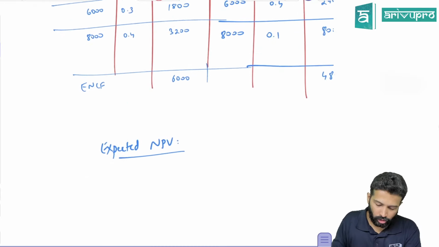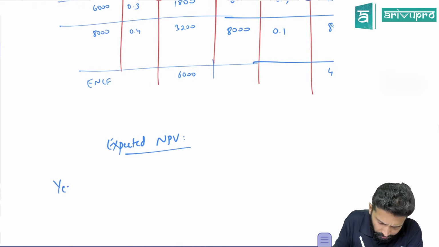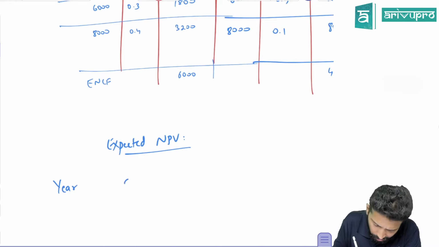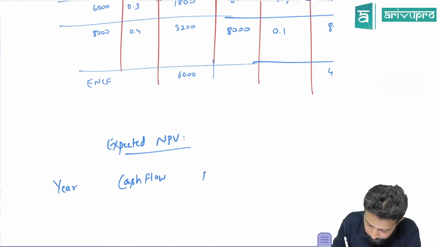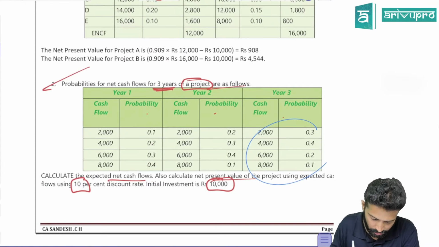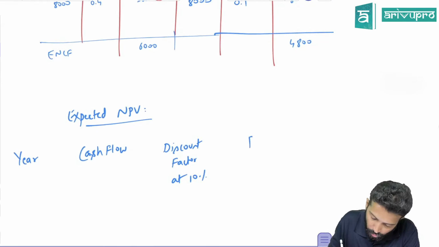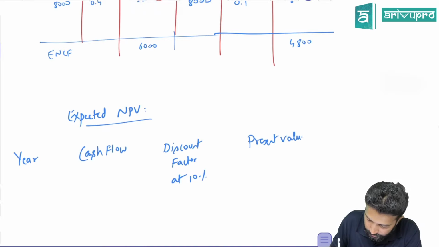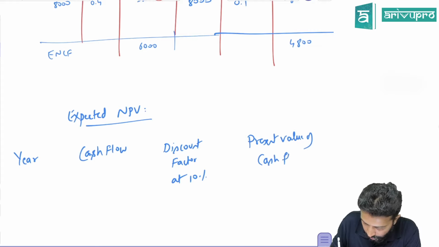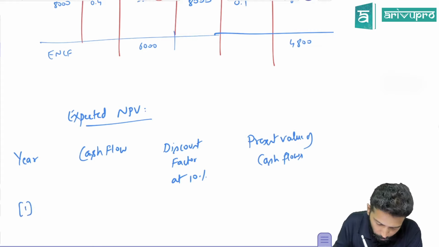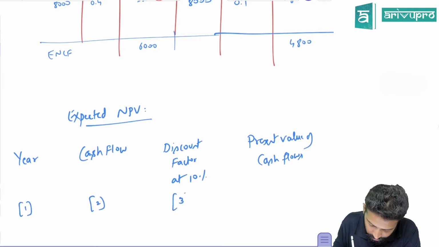Okay. So expected NPV, same calculation. What are the things you need, sir? Year, then year, cash flow, and then discount factor. They only given the discount factor in this case. How much is that? 10%. And then finally, you find out what, sir? Present value of cash flows. They've given only one project, so only these many columns are sufficient.